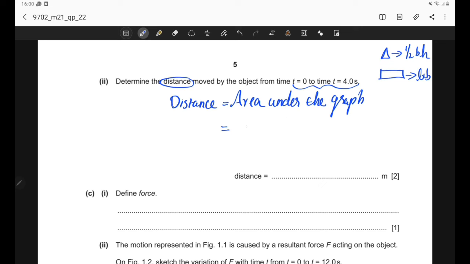First, area of triangle: half times base, which is 4, times height, which is 0.70. This is the area of triangle plus area of rectangle, that is length into breadth, where length is 4 times breadth is 0.70, which we have already measured from the given graph. And the answer is 4.2 meter.